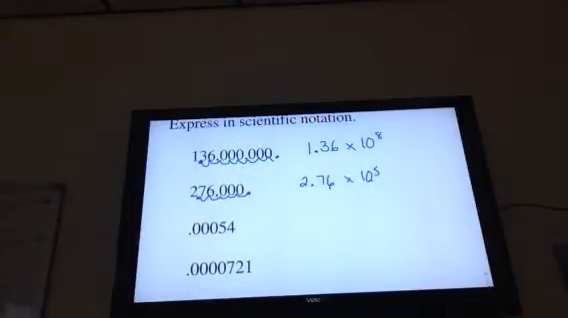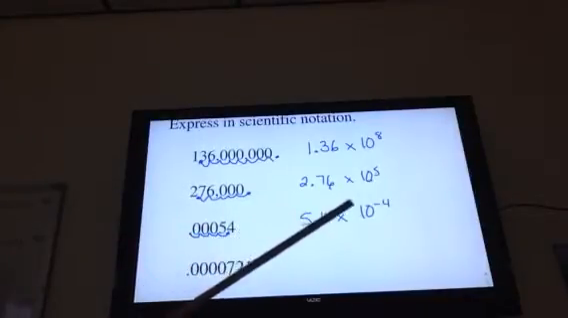Okay. 0.0054. Now this one has a decimal in it. So I'm going to have to move it to the right to get it to the right place. But my number is really small, so my exponent is going to be negative. So I'm going to go 1, 2, 3, 4. 4 spots. So 5.4 times 10 to the negative 4. So again, a really small number. This is why my power is negative. Scientific notation: in front of the decimal, there should be one digit.